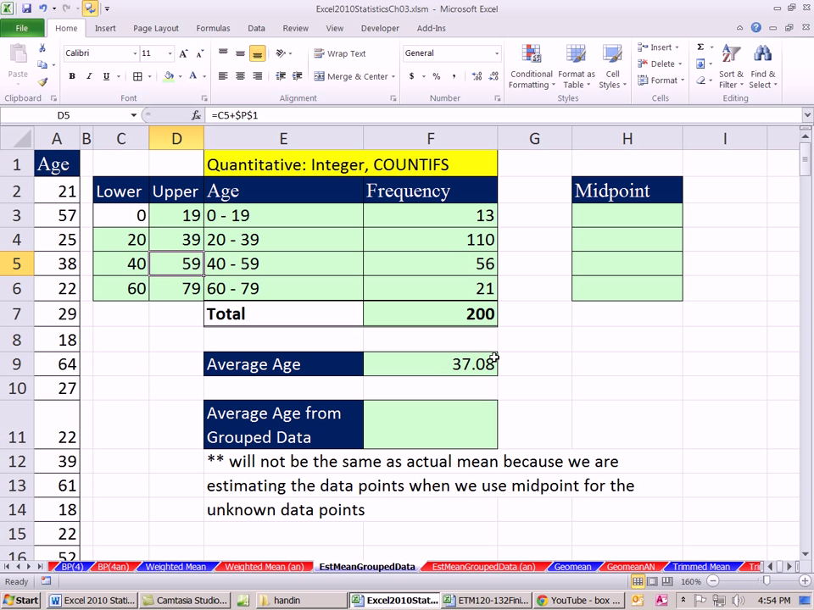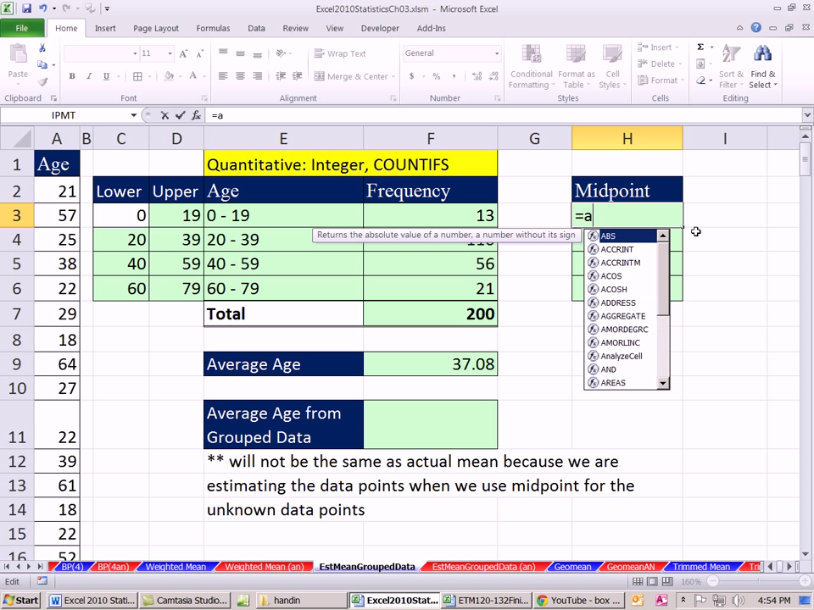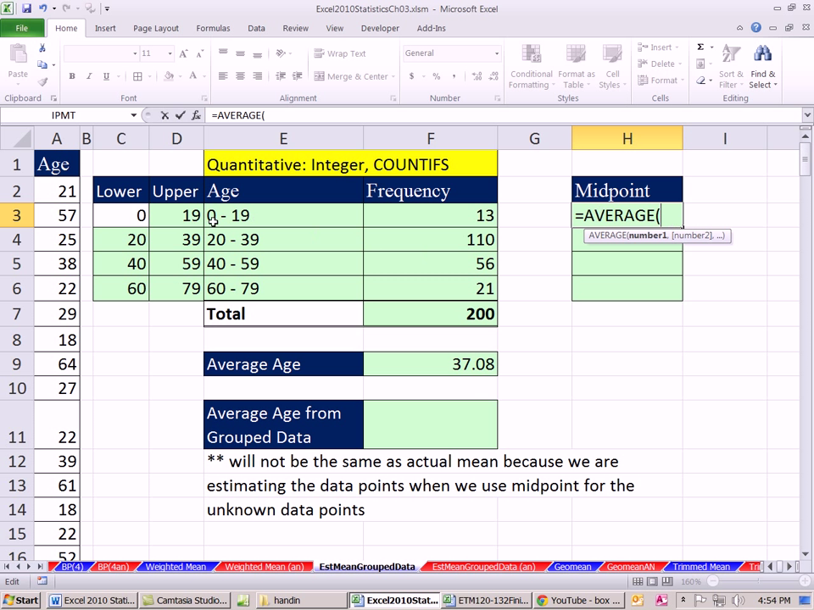So the way to estimate it from a frequency distribution like this is to calculate the midpoint, right? Because there's 13 that are between 0 and 19. So if we took 13 times the midpoint, it would give us a rough estimate of the total from this particular category, meaning all the ages in this category added up. So the trick is the midpoint, and you have to take lower plus upper divided by 2, which is the count. So I'm going to use the average function.